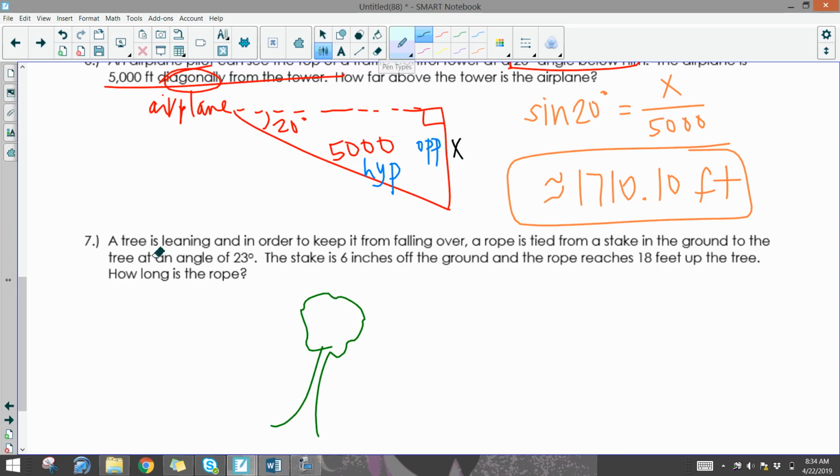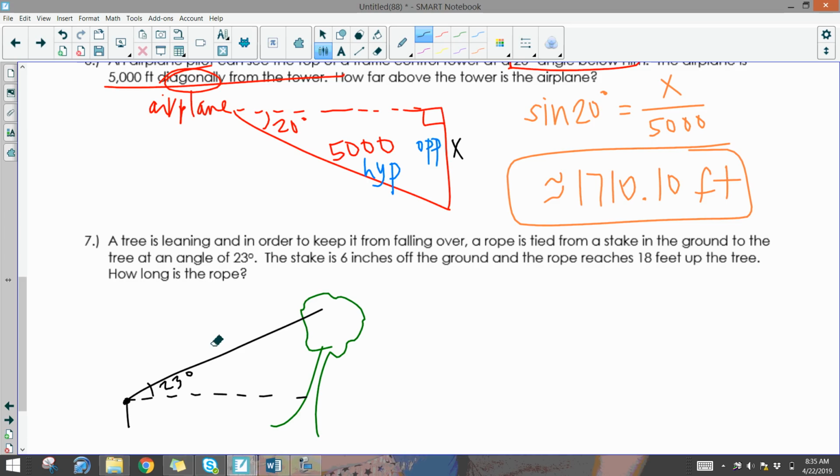So it says a rope is tied to a stake in the ground like this because you can't just put a rope on the ground. So it's on like a piece of wood or something like that. You guys have seen that around like baby trees that they plant. And it says to the tree at an angle of 23 degrees. So that means this right here is 23 degrees.